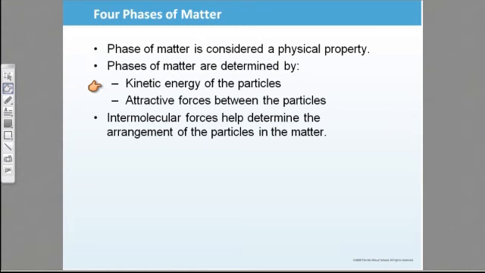The two things that affect the phases are kinetic energy of the particles and the attractive forces between them. Generally speaking, as you go down that list, they will have more kinetic energy and less attractive forces. And the attractive forces between them are called intermolecular forces, and we learned about those back in Module 3. And they do help determine the arrangement of the particles.